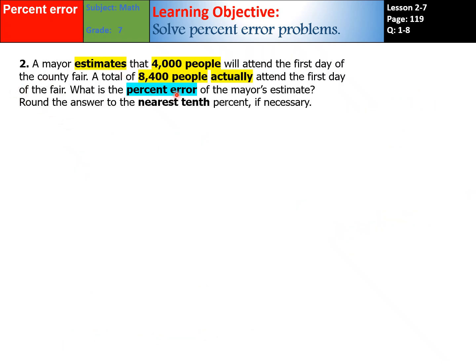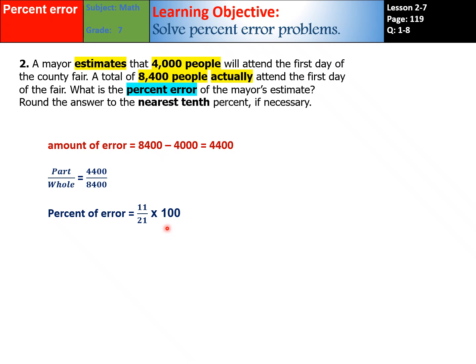A mayor estimates 4,000 people will attend the first day of the county fair. A total of 8,400 people actually attended the first day. What is the percent of error? Find the percent of error to the nearest tenth if necessary. First step, you will subtract 8,400 minus 4,000. That will give you 4,400. Now what is the actual number? 8,400.